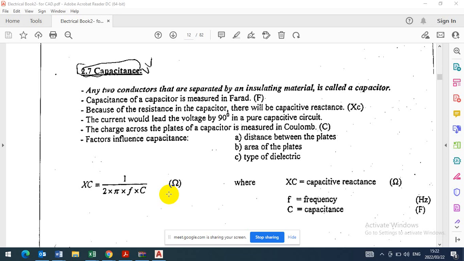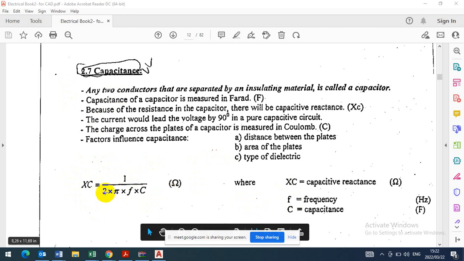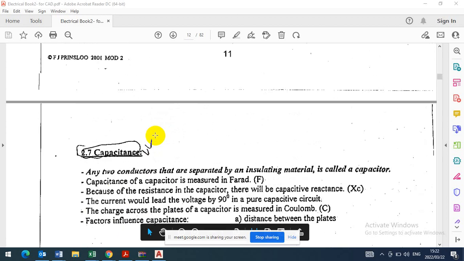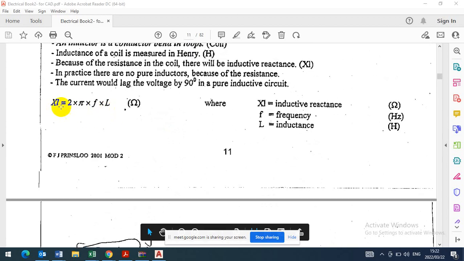So it moves very fast. All right, so that is the frequency of a wave, and that is the formula for capacitive reactance. When you're looking for the resistance in a capacitor, there is the formula, 1 over 2 pi FC. This is a fraction. The other one was just straightforward. You saw here it was just straightforward.